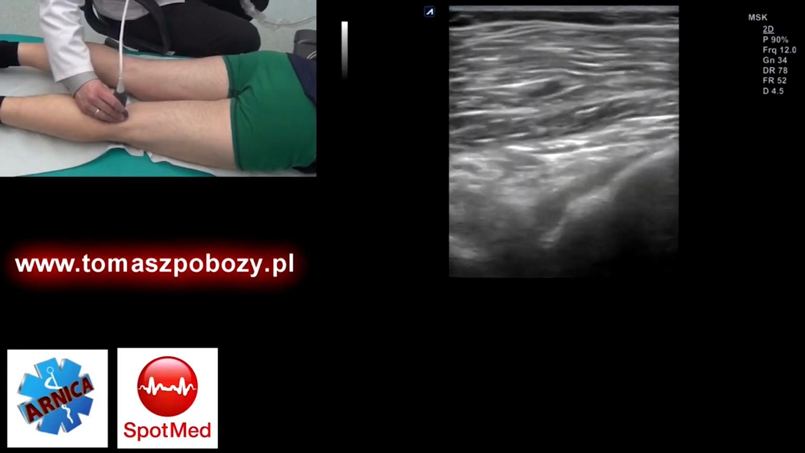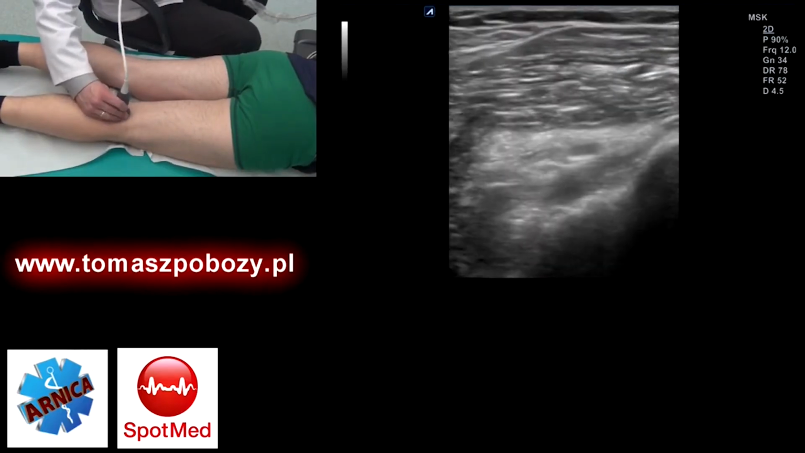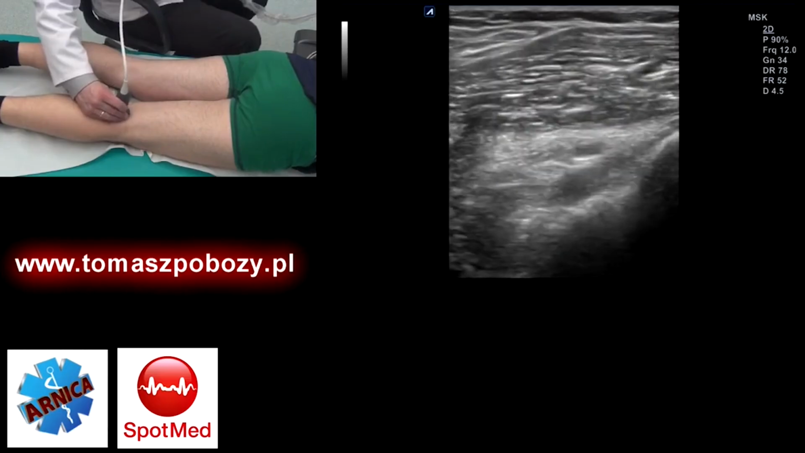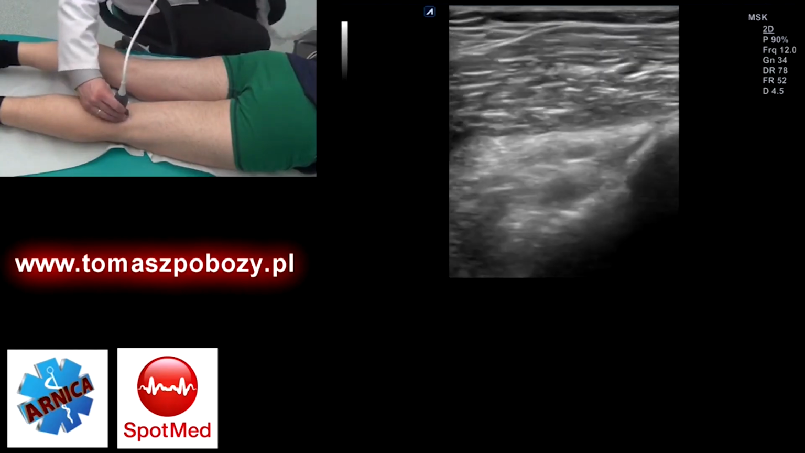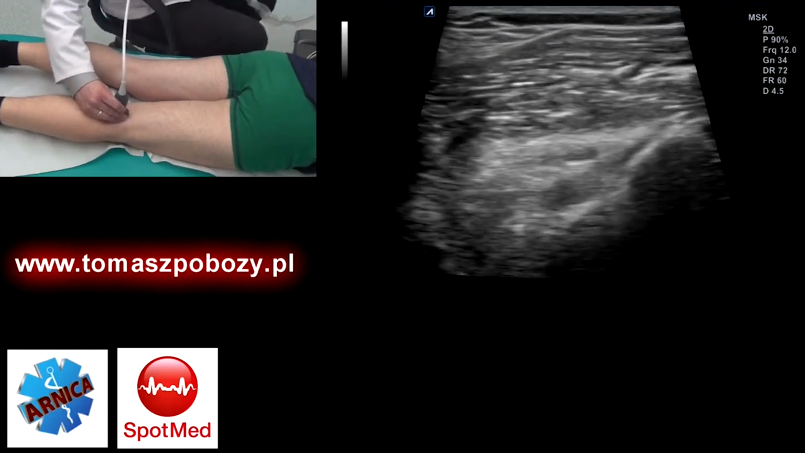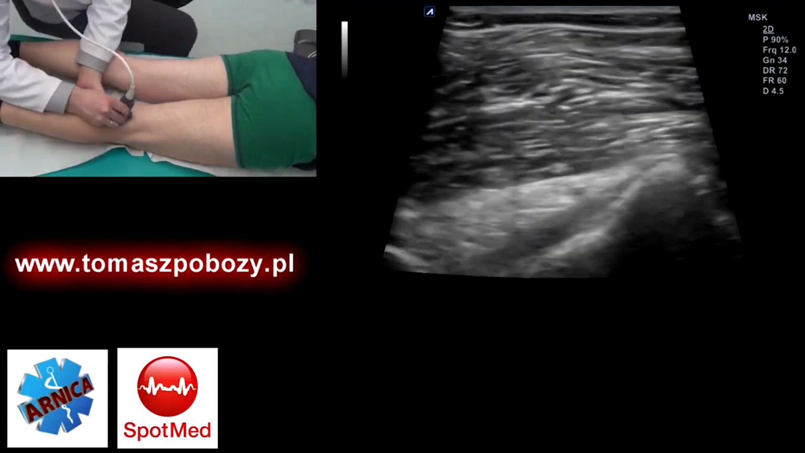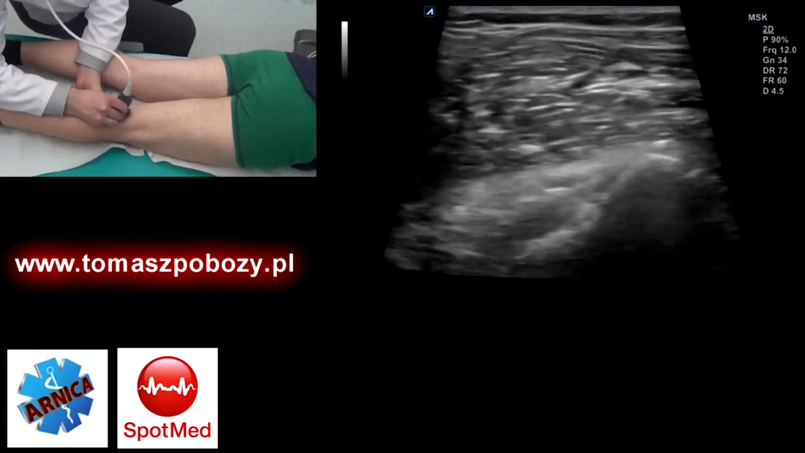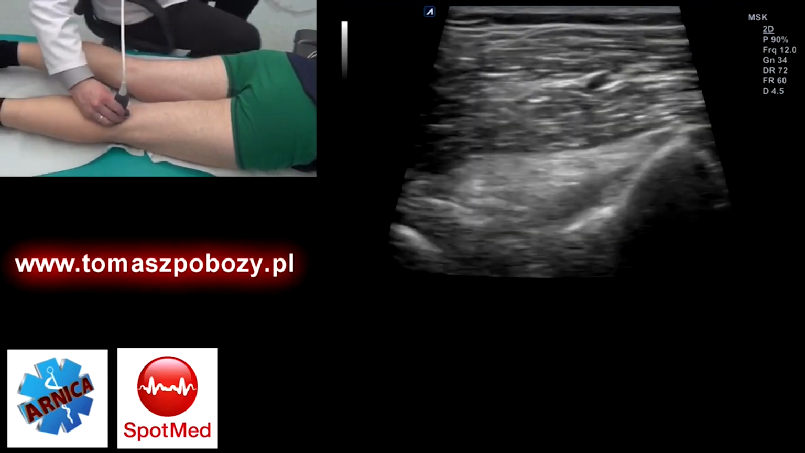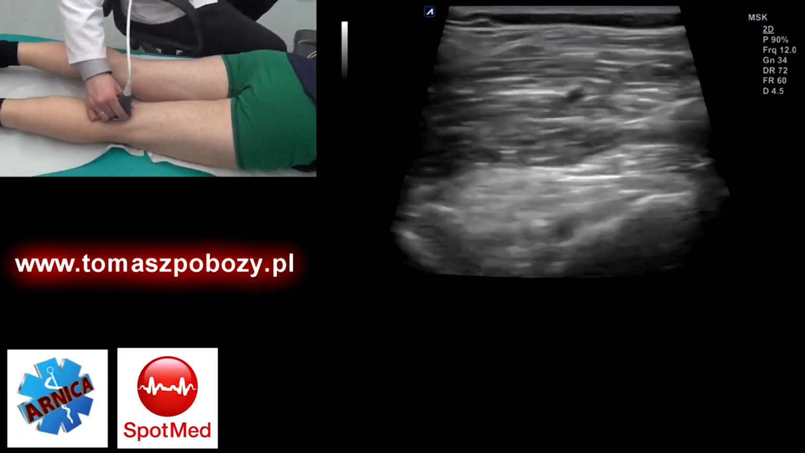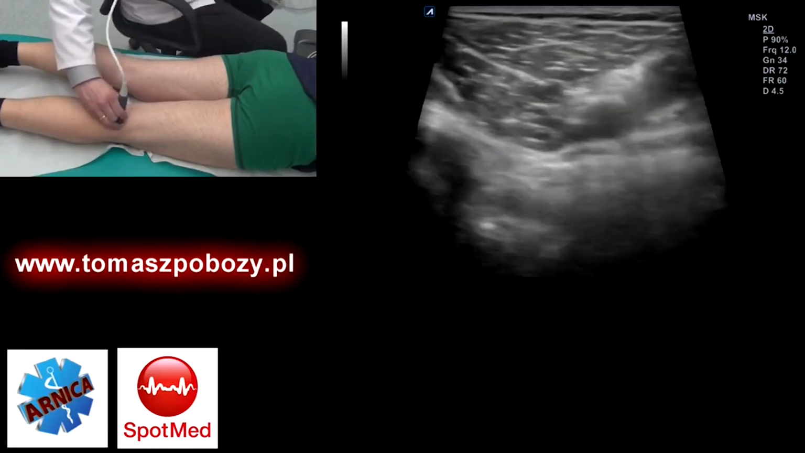In the central part of the popliteal fossa, we can visualize the posterior cruciate ligament in longitudinal view. It appears slightly less echogenic than the surrounding tissue. For better visualization, trapezoidal imaging or a convex probe may be used. We can check the ligament tension during the posterior drawer test.